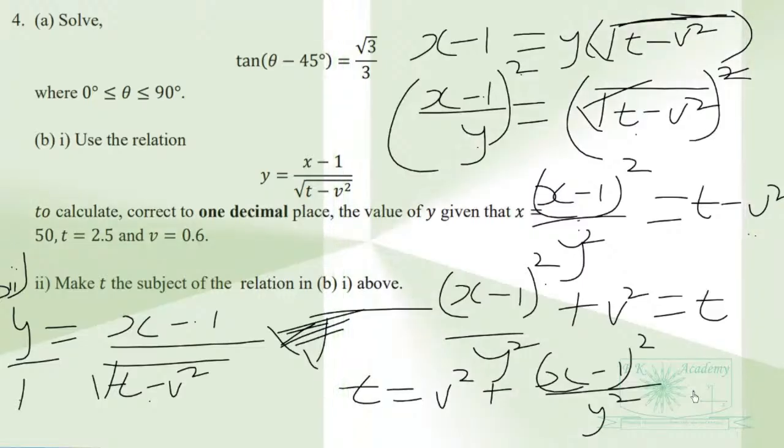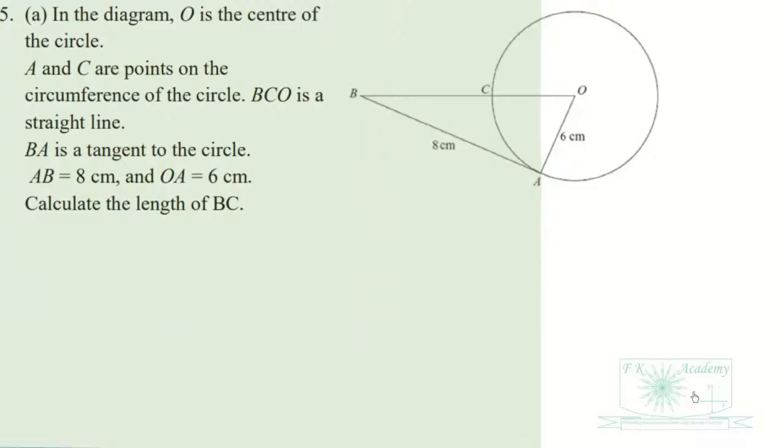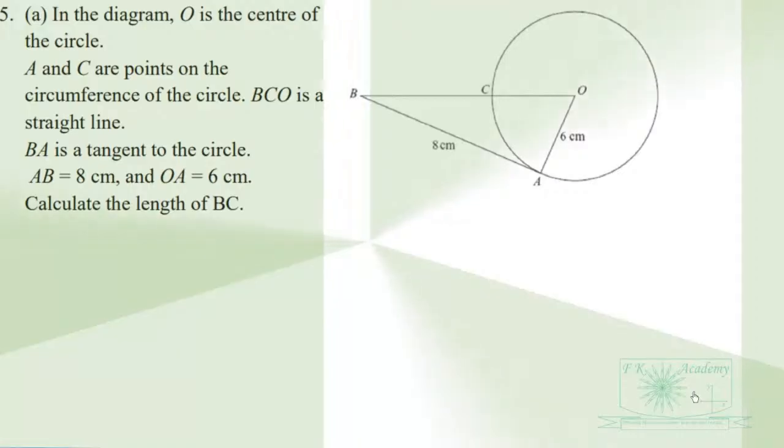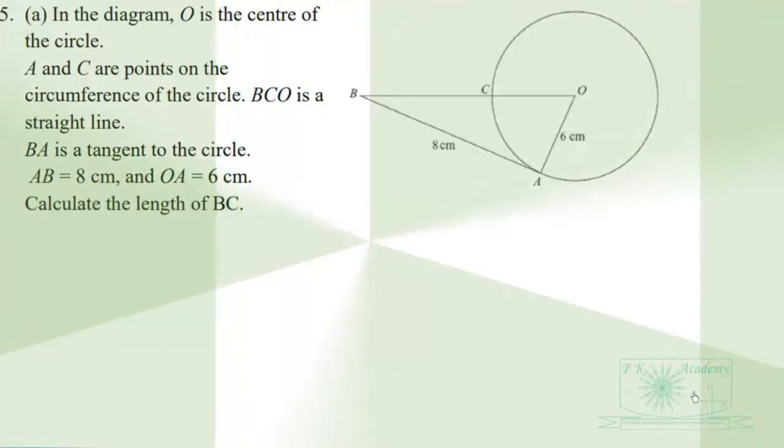So let's move on to question number 5. Question 5 is on circle theorem. 5a is on circle theorem. So we have to calculate in a diagram. O is the center of the circle. A and C are points on the circumference of the circle. BCO is a straight line. BA is a tangent to the circle. AB is equal to 8 centimeters and OA is equal to 6 centimeters. We have to calculate the length of BC.